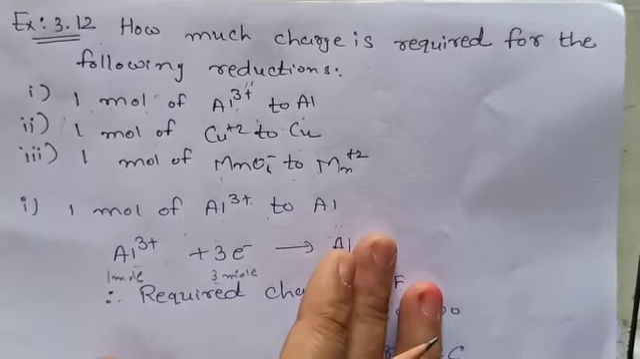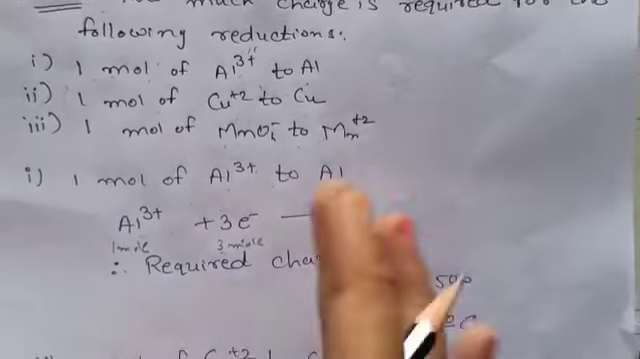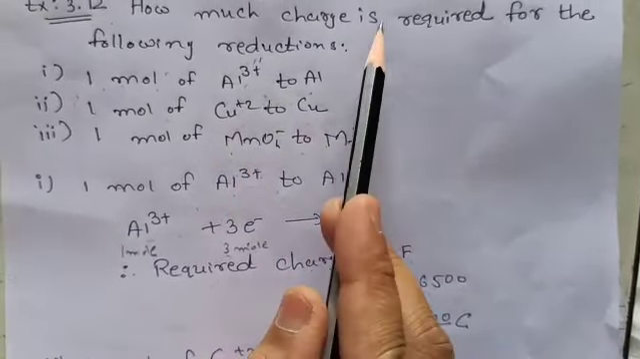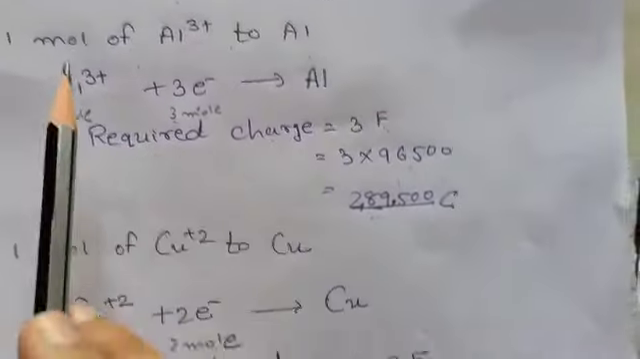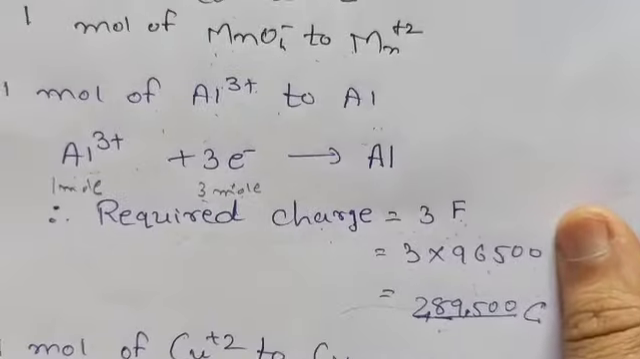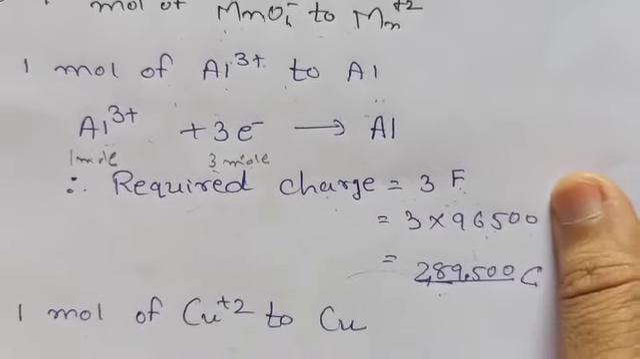Now question number 3.12, how much charge is required for the following reduction? Here some reduction reactions are given, and for these reactions we have to find the required charge. The first one is 1 mole of Al plus 3 to Al. We have to reduce 1 mole of Al plus 3 to Al.